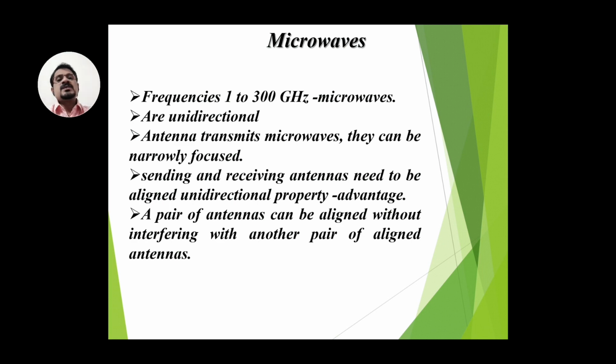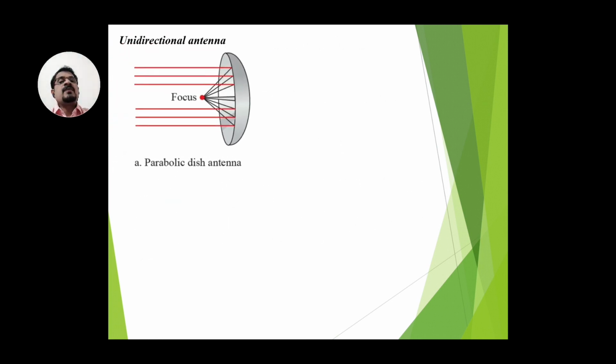The sending as well as the receiving antennas need to be aligned in a straight line, so the unidirectional property is a big advantage, and it gives fewer interferences when compared to earlier. A pair of antennas can be aligned without interfering with another pair of aligned antennas, so there won't be any interference, and the data or information communication will happen.